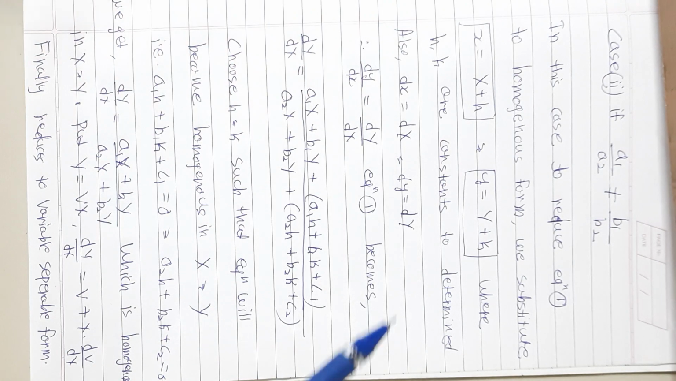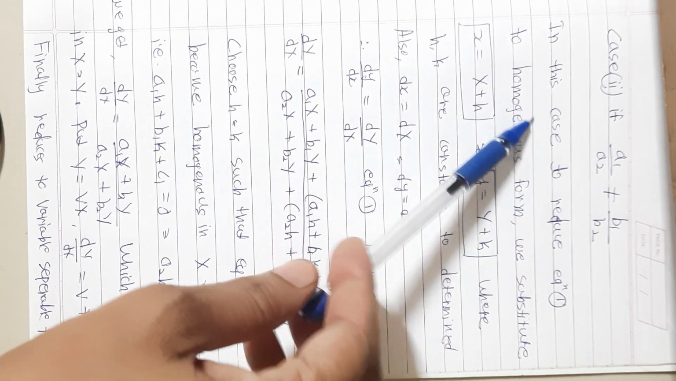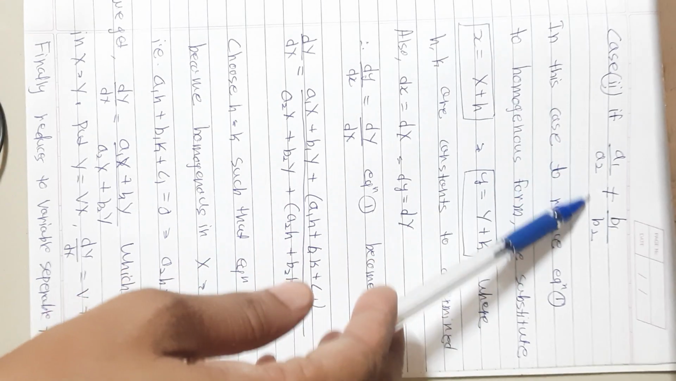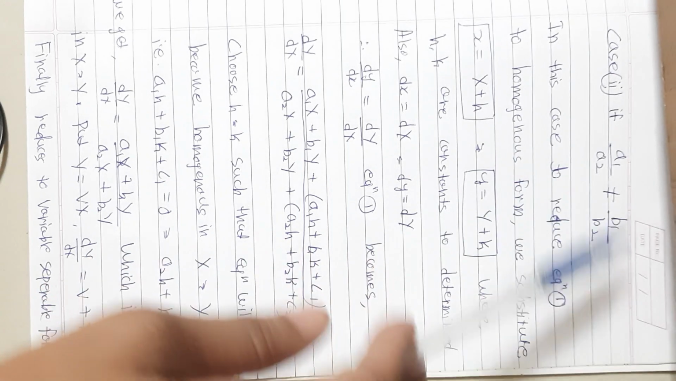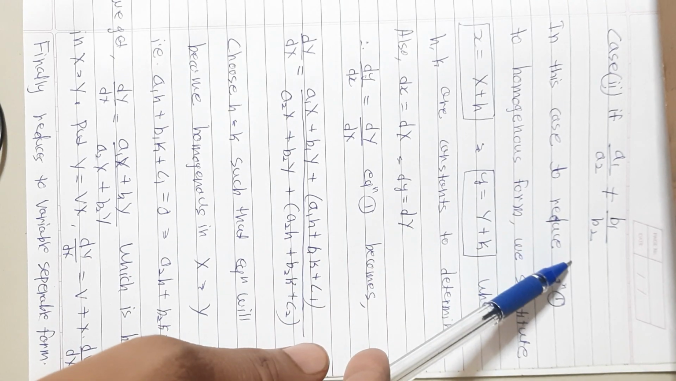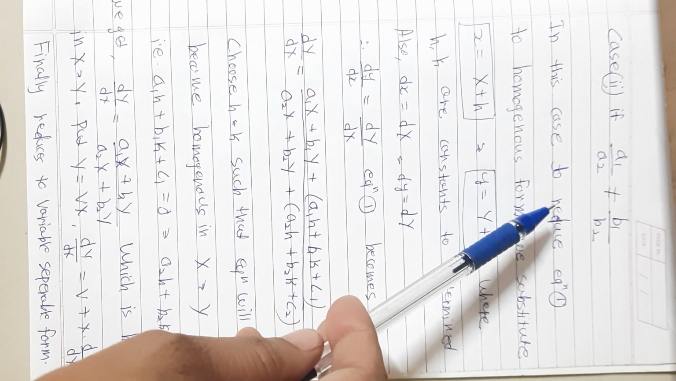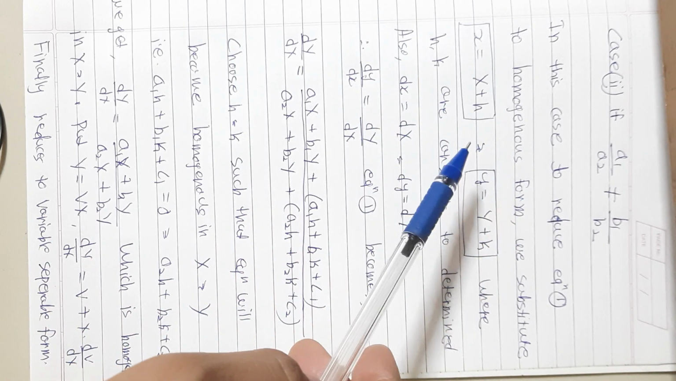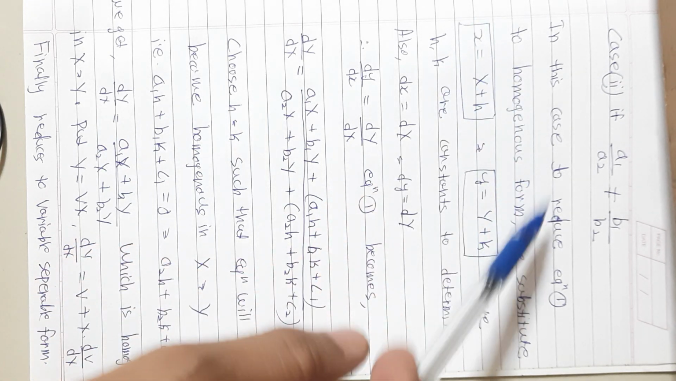Hello students, today we are going to learn the second case, that is if a1 upon a2 is not equal to b1 upon b2, meaning the ratios a1 upon a2 and b1 upon b2 are not equal, then how to solve that type of problem. There is a special logical flow, or special steps, we have to perform for solving this type of problem.